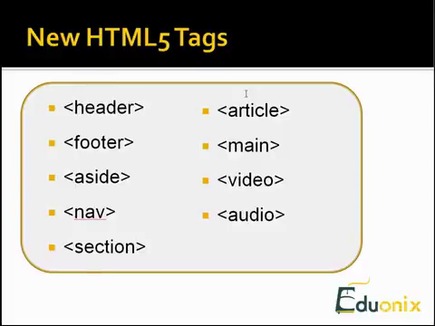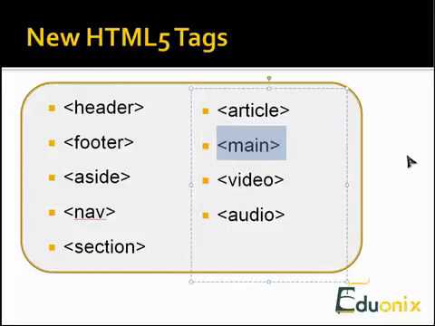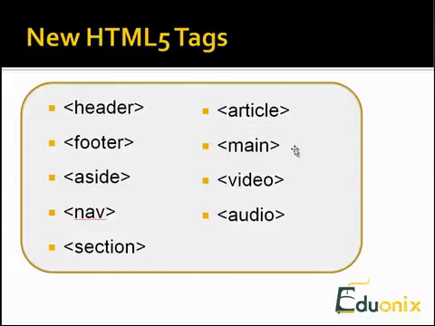Then we have the section and article tags, which basically would wrap the main content area. And then we have the main tag, which usually you would use one main tag, kind of like a wrapper or a container div, pretty much in the same way. Then we have the audio and video tags, which can easily embed audio and video.